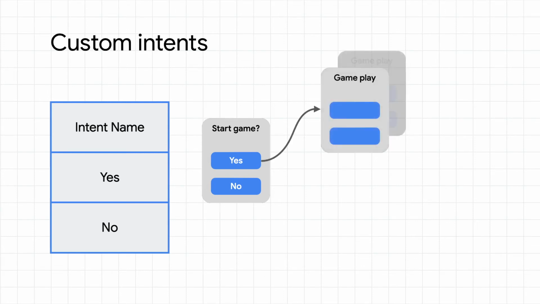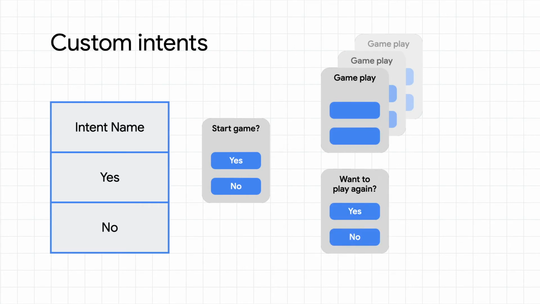You can add intents to several scenes. So for this example, if there was another scene with a yes or no option, the yes and no intents could be added to it, like for a play again scene. If the user loses or completes the game, the action can have a scene to ask the user if they want to play again. The play again scene can use the same yes and no intents.